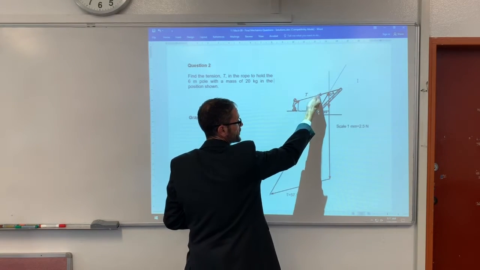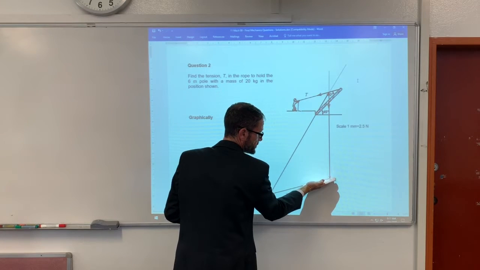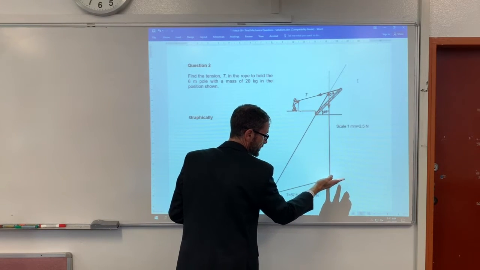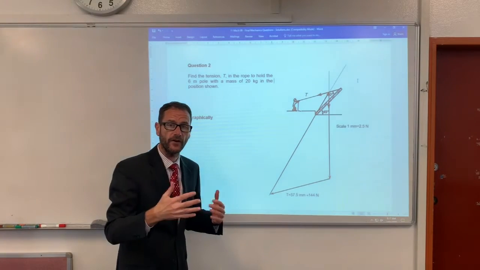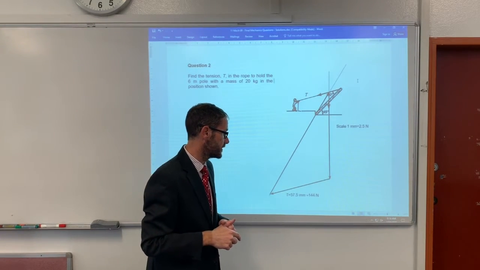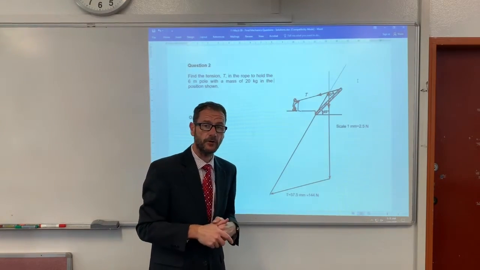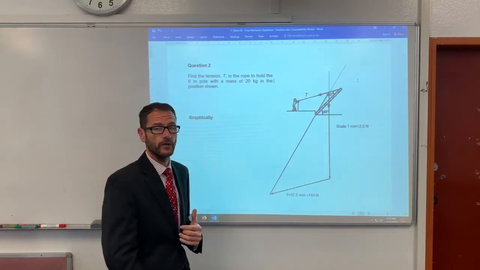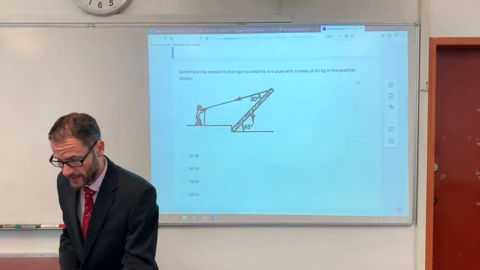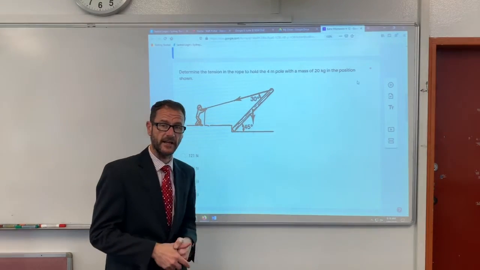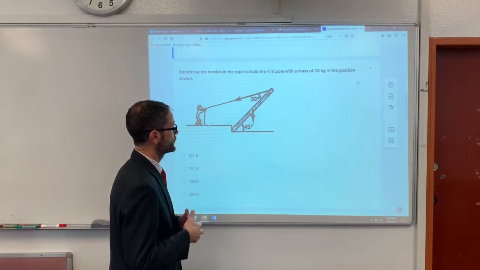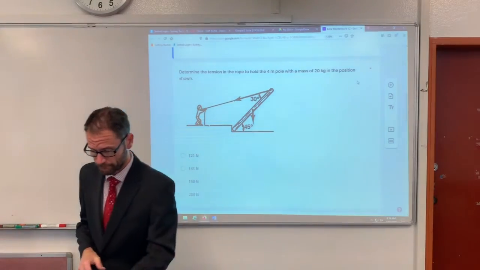And then what I've done is I've taken this line at 15 degrees below the horizontal and I've drawn it off the end of the known distance until it intersects there. When I measure that, I find that to be 57.5 millimetres, and that means it's approximately equal to 144 newtons. So when I go back to my question here, what's the closest answer? 141 is going to be the closest answer to 144.